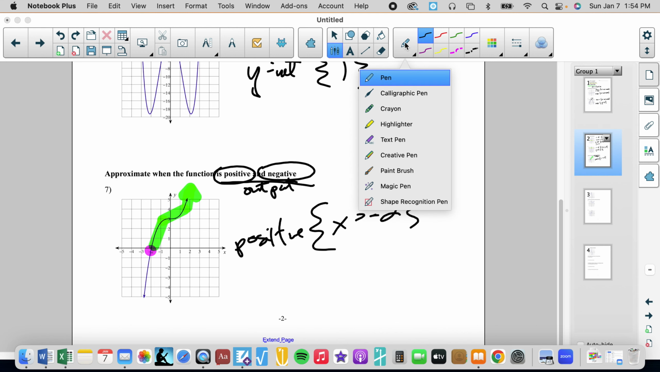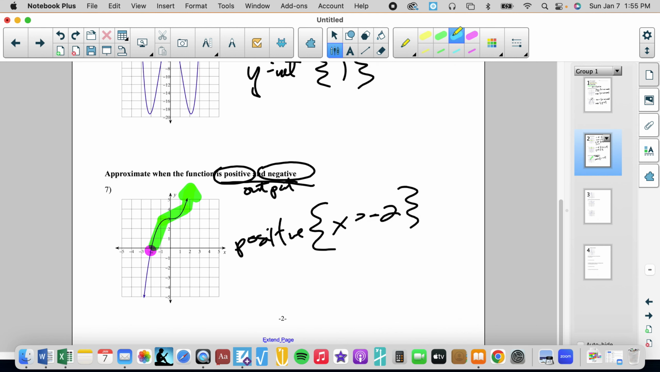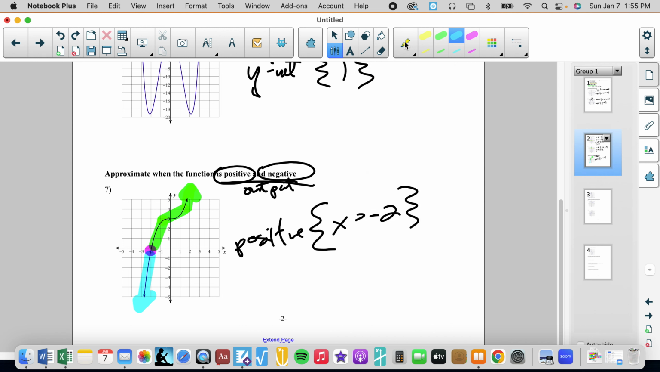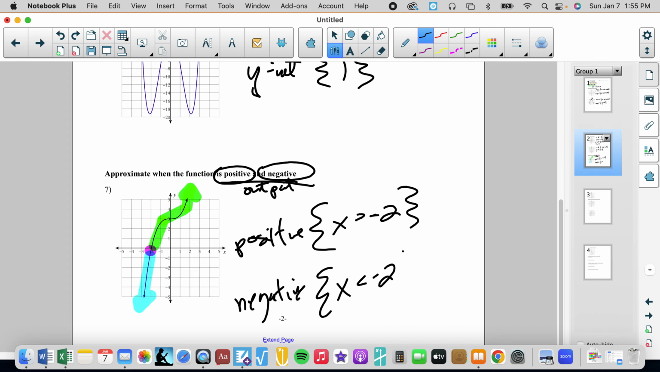When is it negative? When is it below the x-axis? When it's below the x-axis, I'm asking what are my inputs when my outputs are negative? My inputs deal with x's, so when x is less than -2. When x is equal to -2, it is neutral. It is neither positive nor negative y value, outputs.